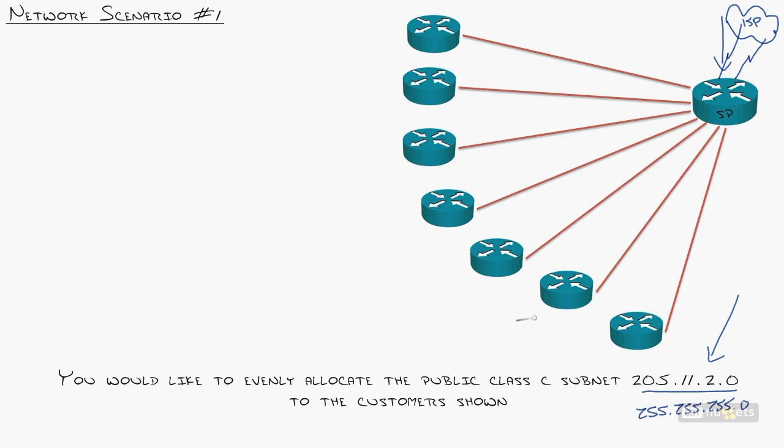Now, there's a problem with that, right? We have how many networks right here? How many, with what we have right here, how many networks do we have? 1.